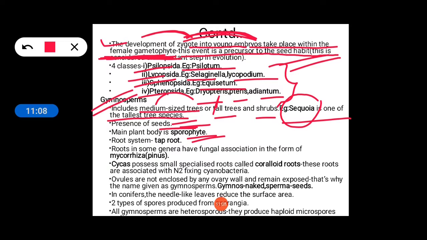Okay, here the root system is taproot system. Taproot system is present in gymnosperms. It is important. This taproot is very important. Okay, in gymnosperms we find the taproot system.